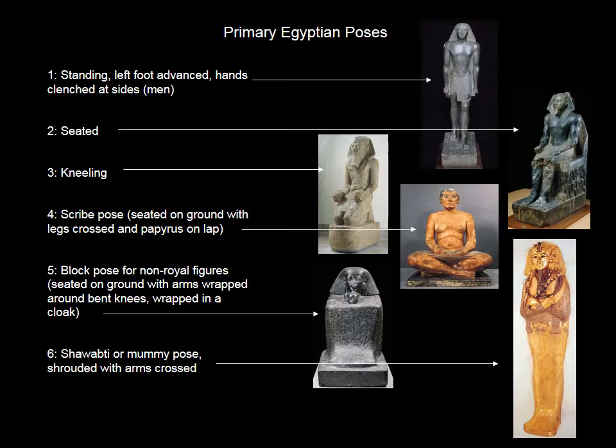Kneeling figures, where you would see the figure kneeling and holding what were called nu jars, N-U, which were offering jars, so it's a votive figure. The scribe pose, which was not for pharaohs, it's for less important figures, which were shown seated, legs crossed, scroll in the lap. The block pose, which you would see simply like the block of the body, almost as if it's somebody with their shirt pulled over their bent knees, and then just a head or a portrait on top. And finally, the mummy pose, which is a shrouded figure with the arms crossed over the body. If it's a ruler, they'd be holding a crook and a flail.